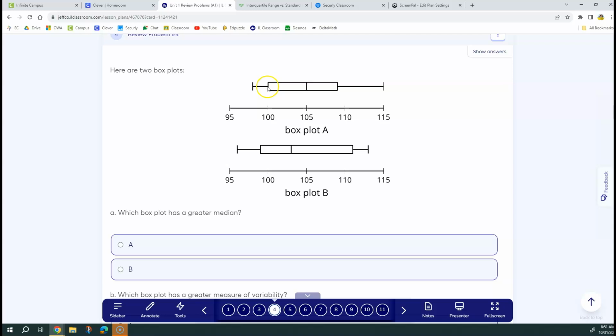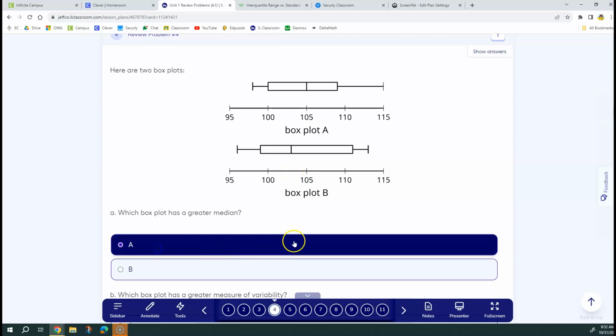And then we have our interquartile ranges, which is the start of the box to the end of the box, and then our medians, which is the line that's within the box. So which box plot has a greater median? Well, we're looking at the line that's inside the boxes and where they fall and which one is bigger. So box plot A falls at around 105. Box plot B falls at around 103. So box plot A has the greater median.